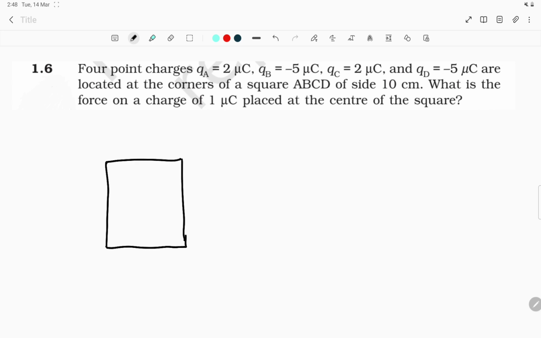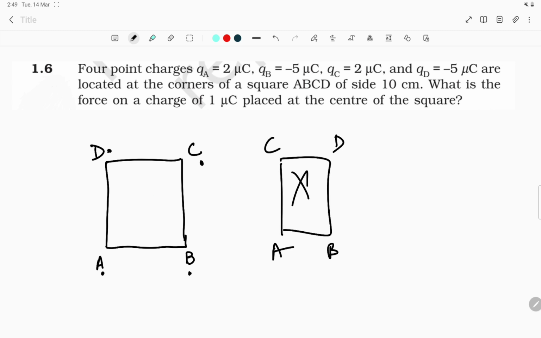Whenever you have diagram based questions like this, you have to draw the diagram first, and then name the square. So we have A, B, C, D. Always make sure you are naming in the cyclic order. So when you write A here, B here, C and then D. Do not write A, B, D, C. Don't break the cycle.